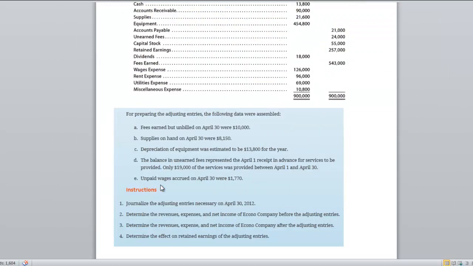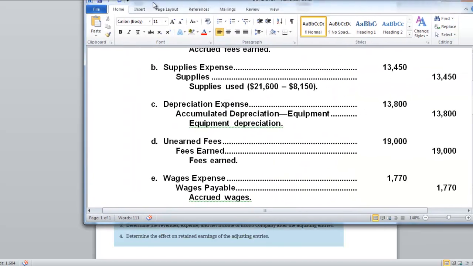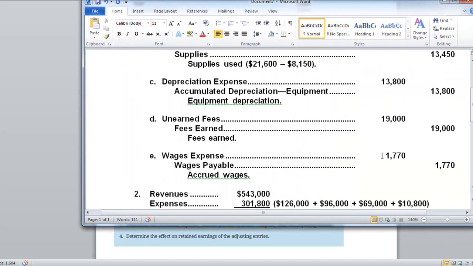Over here it says unpaid wages accrued on April 30th were $1,770. Okay, so that means that these people have performed work for us. We haven't recorded the expense yet, and we haven't paid them yet. Okay, so what do we need to do? We need to do two things. We need to record the expense, which we've done right here. And we need to record the liability, $1,770. Okay, so we're reducing equity through an increase in expense here with a debit, and over here we are increasing our liability with a credit.